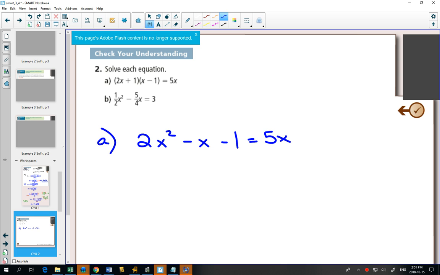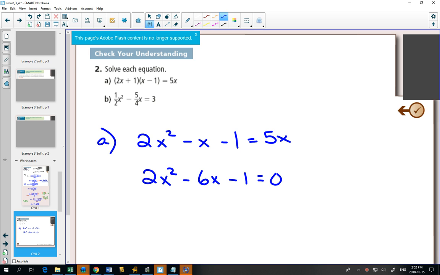So I multiplied everything out, and now I'm going to bring the 5x over by subtracting 5x on both sides. Years of doing math, I can look at that and say, you can't factor it. So we have to use the quadratic formula or completing the square.